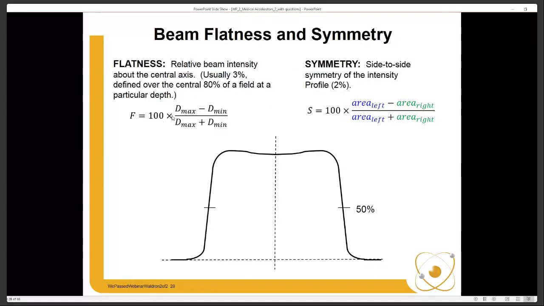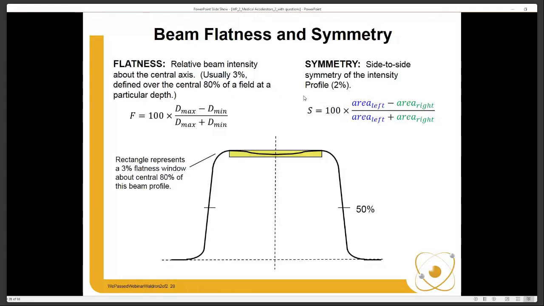And so F here is flatness, and it's going to be the maximum, where D is just the dose, we'll call it dose. It's not really dose, it's profile. D max minus D min over D max plus D min. And so we could draw a box over the central 80% here that would correspond to flatness. If this profile were outside this box, we would say it's not meeting that spec.